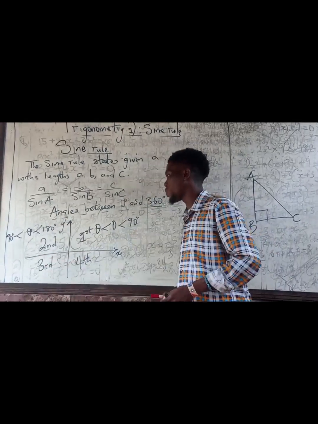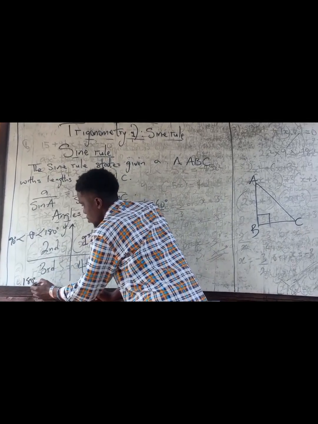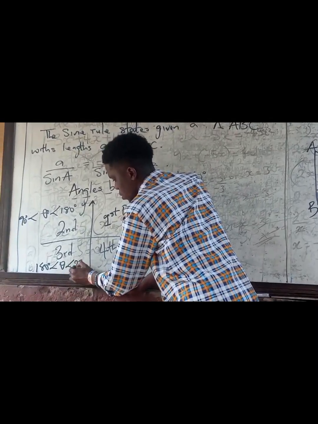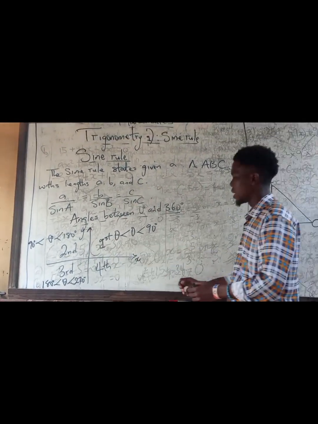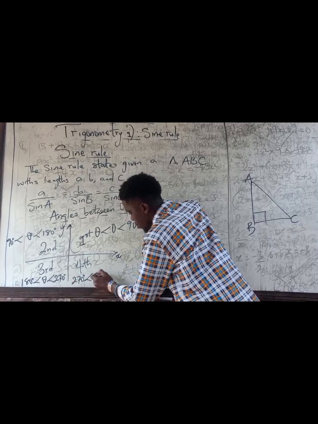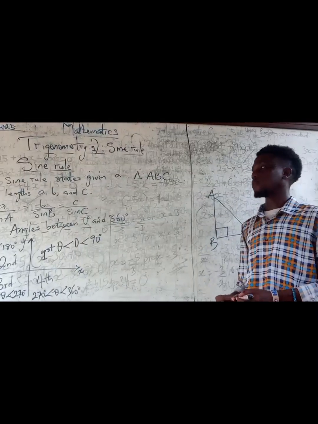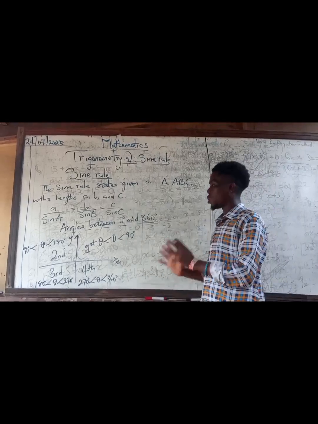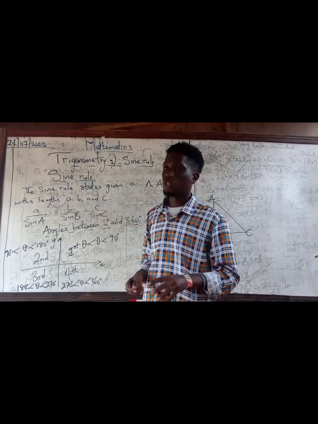And then in the third quadrant we have angles from 180 degrees to 270. And in the fourth quadrant we have angles from 270 to 360. So basically this is what a Cartesian plane does for us. It helps us divide these angles into 4 quadrants, right?